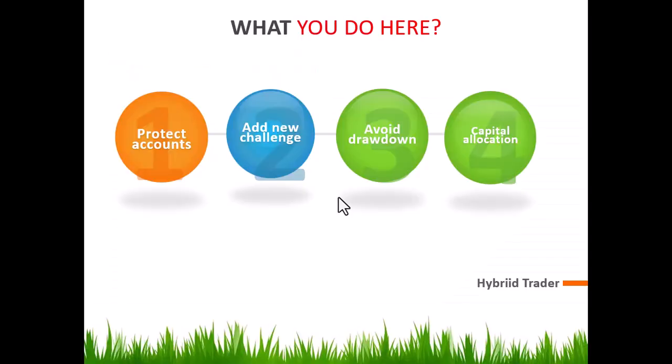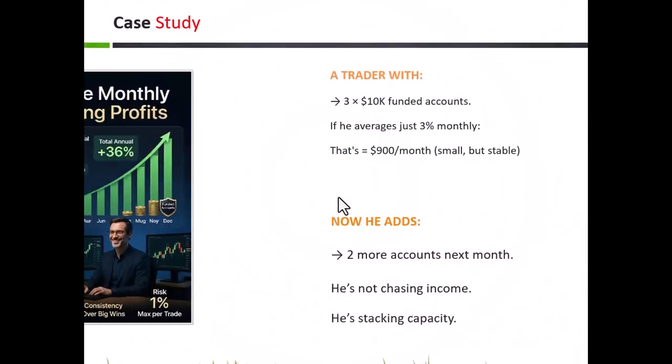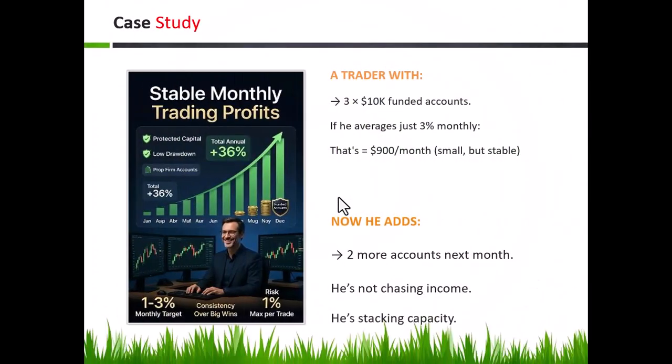Okay, so now let us look at this case study. You have trader A with three different 10K funded accounts. If trader A averages just 3% every single month, that is $900 per month. Very, very small, right? You might think, but it is actually better than making hundreds of thousands of dollars randomly.